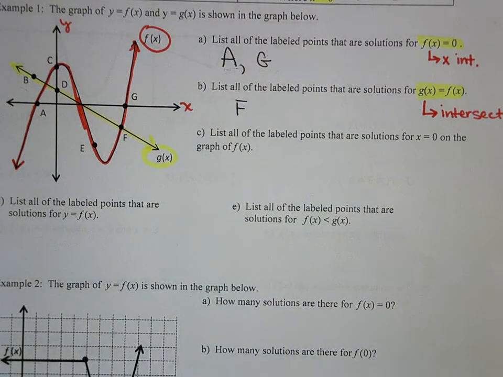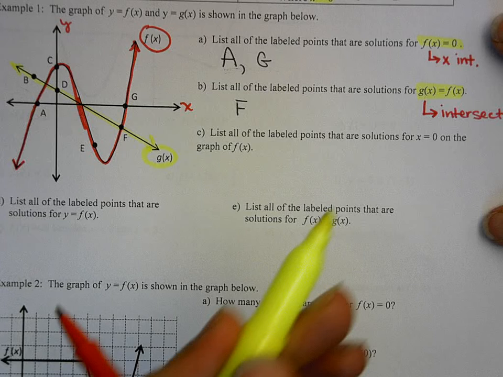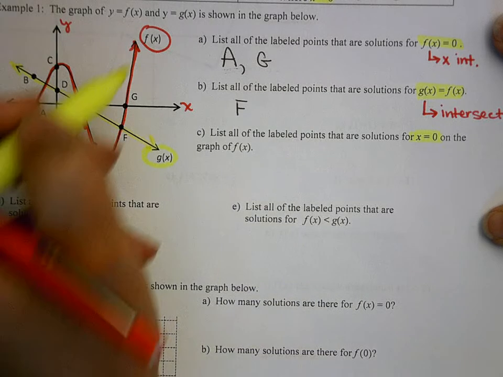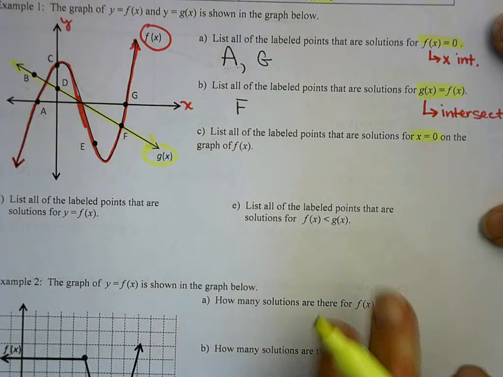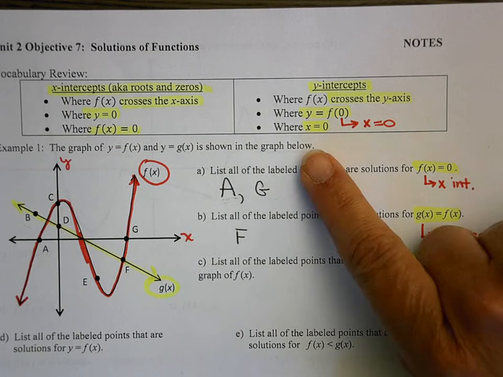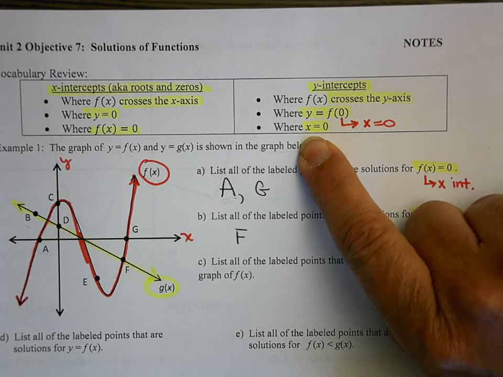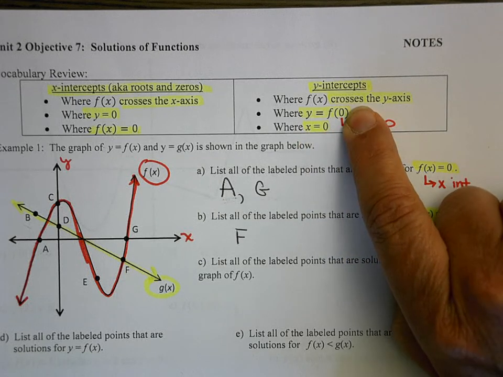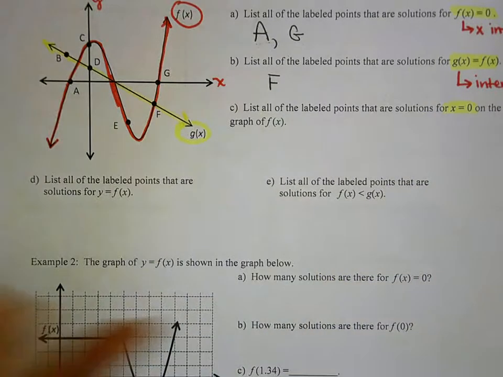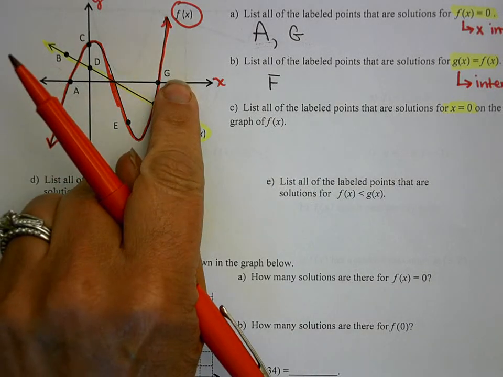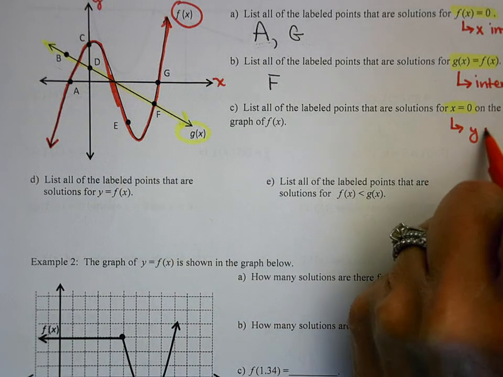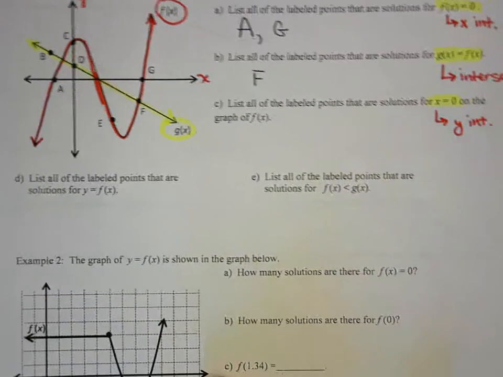Okay, so then let's take a look at part C. Here, they want us to list all of the labeled points that are solutions for where x is equal to 0 on the graph of f of x. So we're only looking at f of x, which is again that red line. If I'm not sure what x equals 0 means, I look up here, there's some explanation. When x is equal to 0, that's where it's crossing the y-axis, so we're looking for y-intercepts. We're not going left, we're not going right, so we're staying on the y-axis.